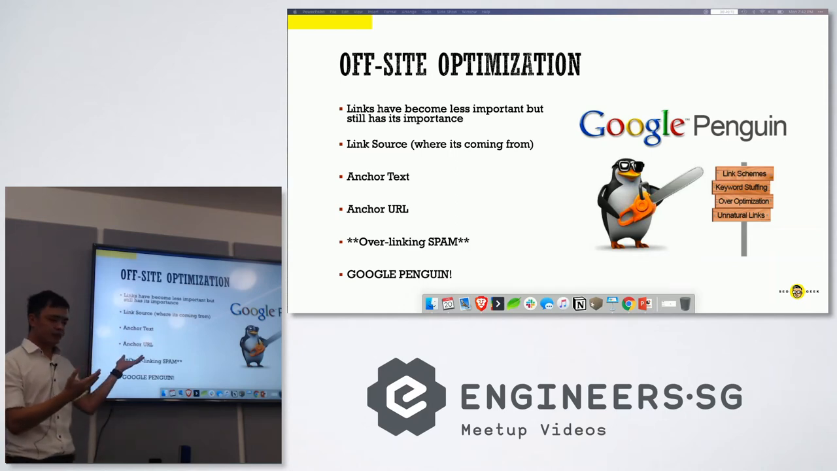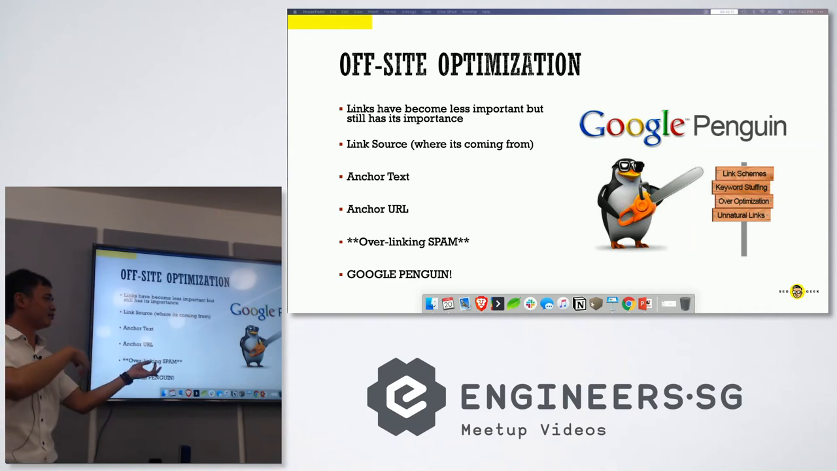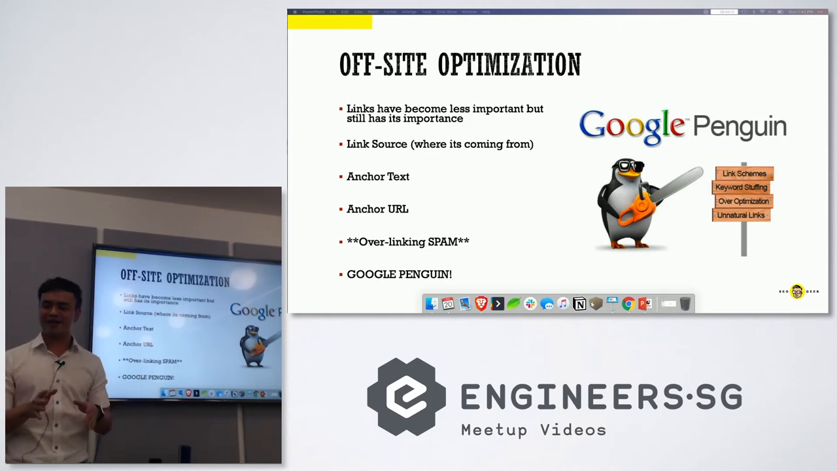A light penalty is when you drop in ranking. A big penalty is when you disappear from the face of this earth. Your website really completely disappears. I've done it before, so do not go there. That was back then when suddenly Penguin came in, and I was also stuffing. So once you know how to screw up, you know how to not screw up. Yeah, I learned the hard way.